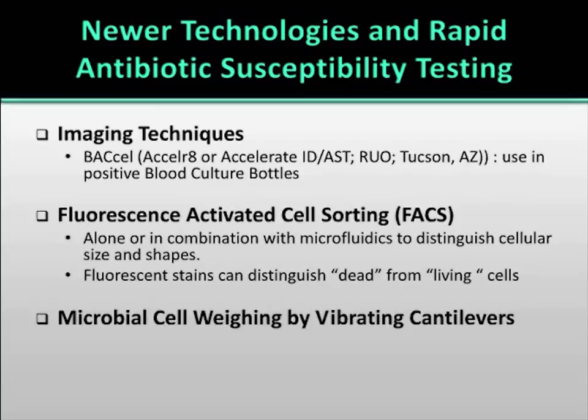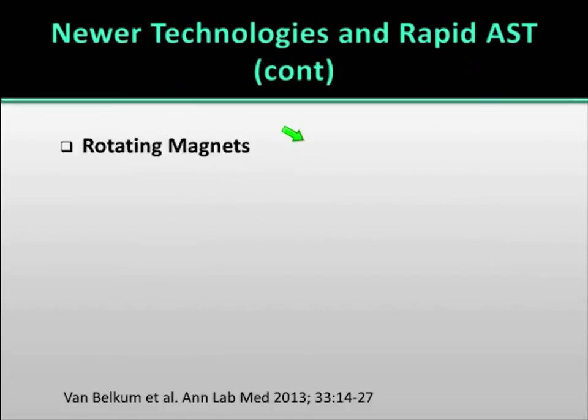Microbial cell weighing by vibrating cantilevers. This is a really catchy title here, but this is a possibility for performing rapid antimicrobial susceptibility testing. Microcalorimetry, measuring different heat production by organisms in the presence or absence of antibiotics, to be able to show whether or not we can indeed determine resistance to various antimicrobials. In addition, on the next slide, rotating magnets that will attract organisms based on whether or not they are susceptible or resistant to a variety of antibiotics.